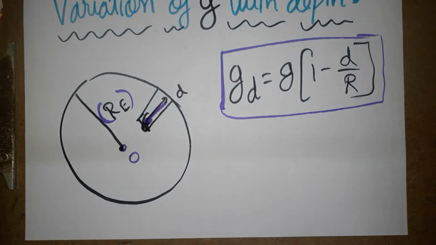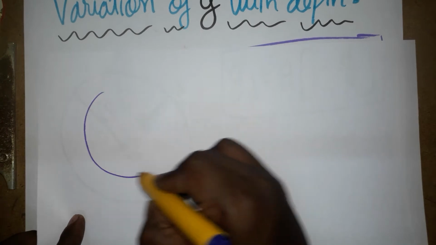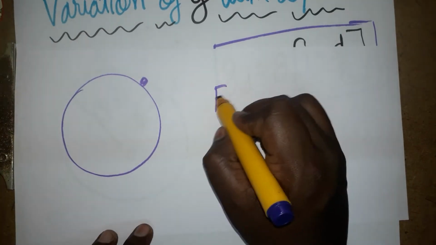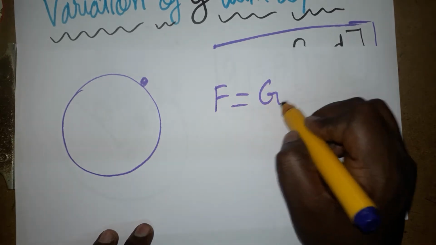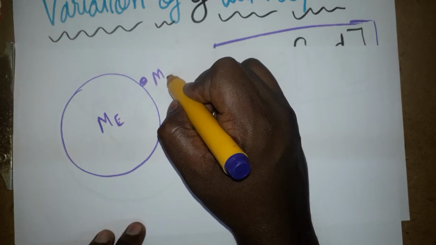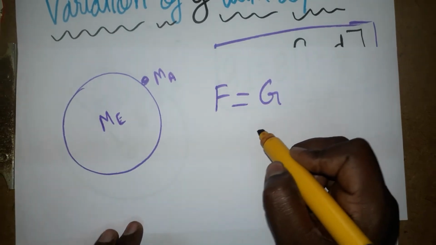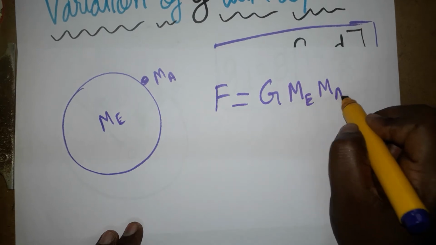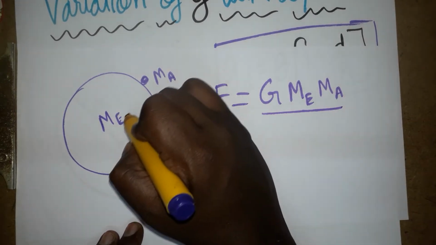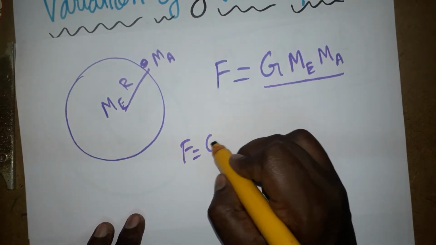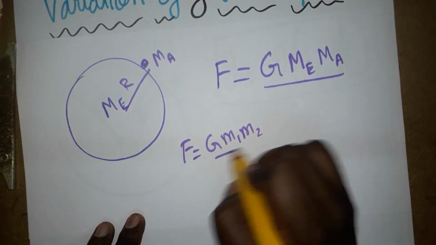See what I am going to do here. We consider one object on the earth's surface. According to the universal law of gravitation, F is equal to capital G, M1, M2 divided by d square, where M1 is the mass of the earth, M2 is the mass of the object. We will take it as an apple, or a human being. The distance between these two is the radius of the earth.